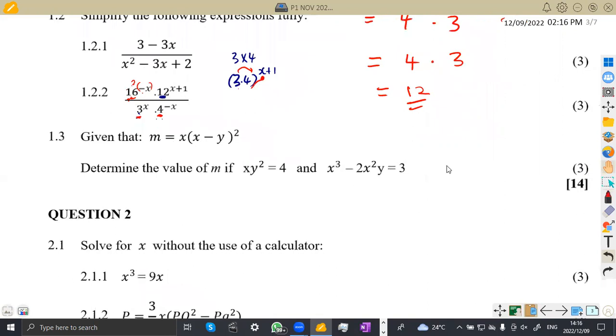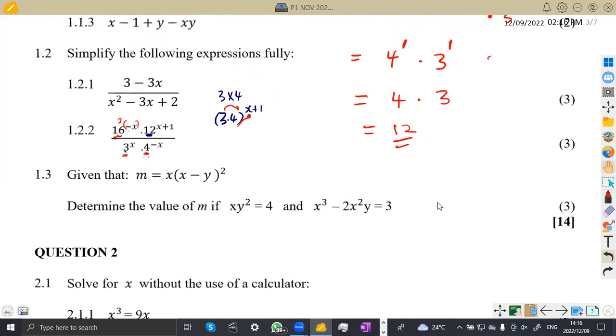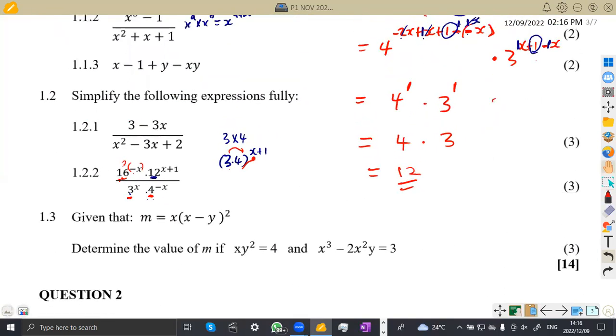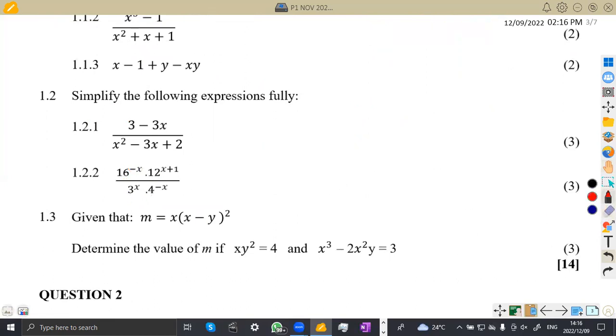All right, on 1.3, we are given a certain statement. Let's just remove this part so that you can see our question properly. We are given that m is equal to x into x minus y squared. Determine the value of m if xy squared is 4 and x cubed minus 2x squared y is equal to 3. All right, well, how do you answer this type of question? Simply expand, so that you can obtain these given values.